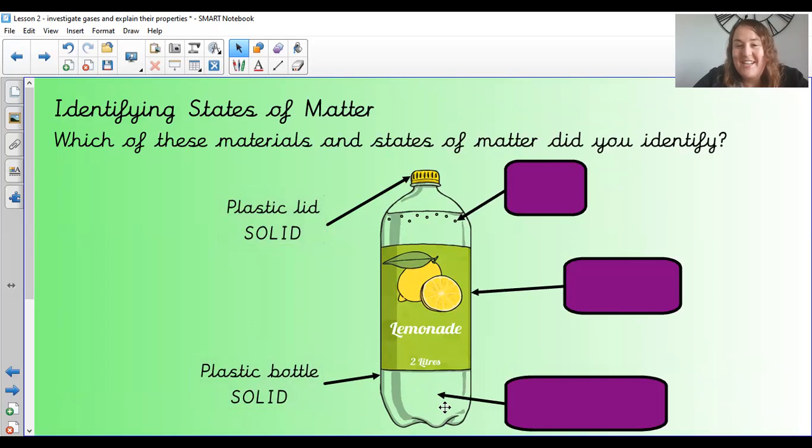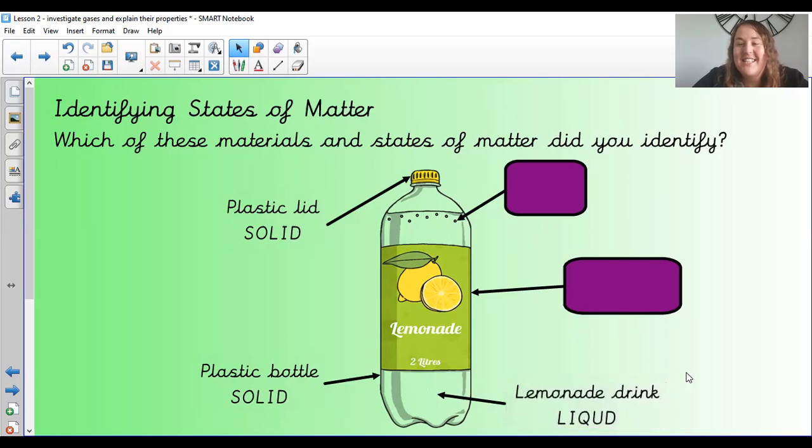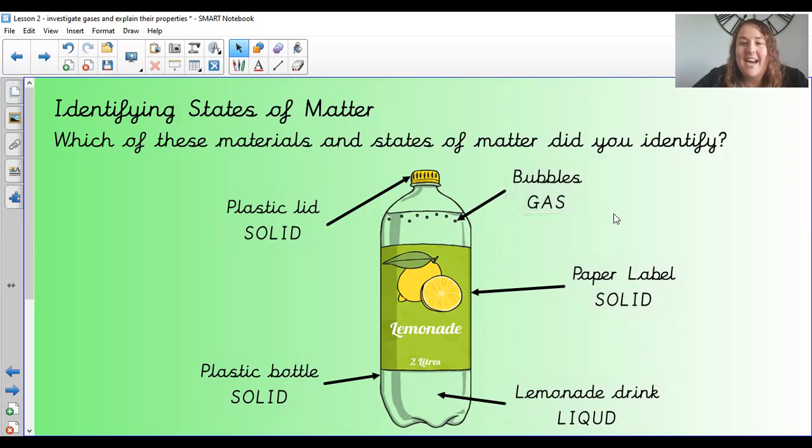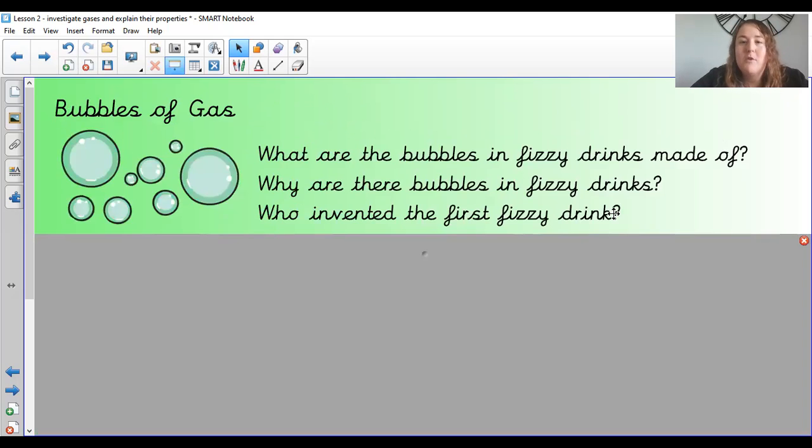What about the fizzy drink itself? It's a lemonade drink, it's a liquid. How about the sticker on the outside of the bottle? Yeah, so the paper label is solid. And finally then, I've put the arrow to one of the bubbles there. Good, and because it's a bubble, it is gas. And hopefully you're able to see those as well without saying the words. Okay, so the bubbles of gas.